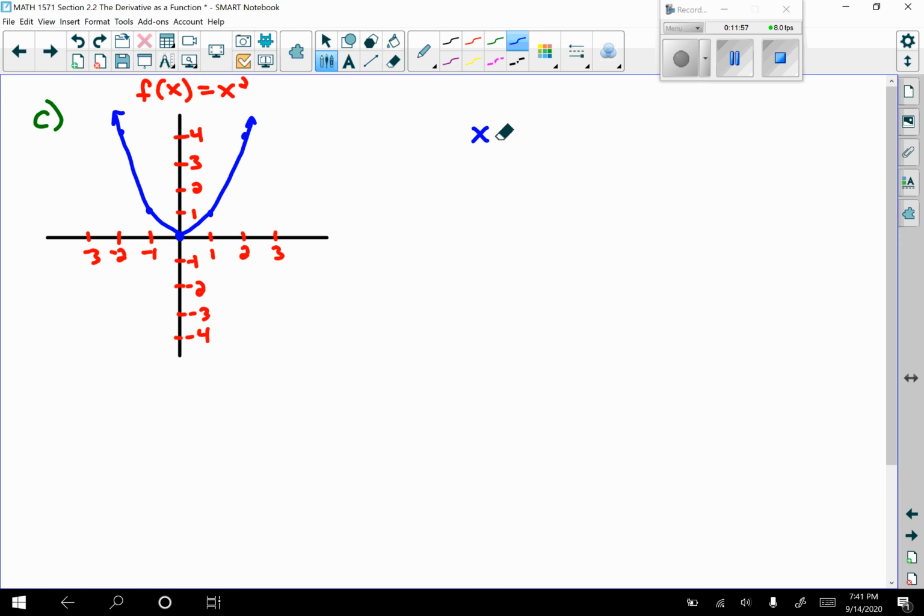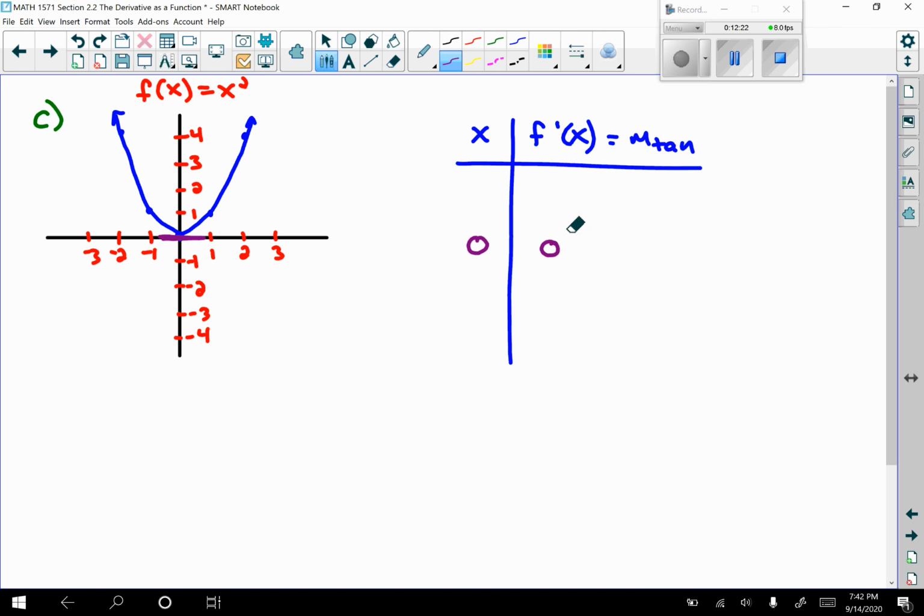All right, so again, we're going to make a table of values for x, and then my derivative, or slope of tangent lines. Now here, I'm actually just going to separate this. This is not a corner. This is a nice round part right here at the vertex. So I have that this is 0, so I could draw in a horizontal tangent line right here at 0. So my derivative, or my slope of my tangent line, will be 0.